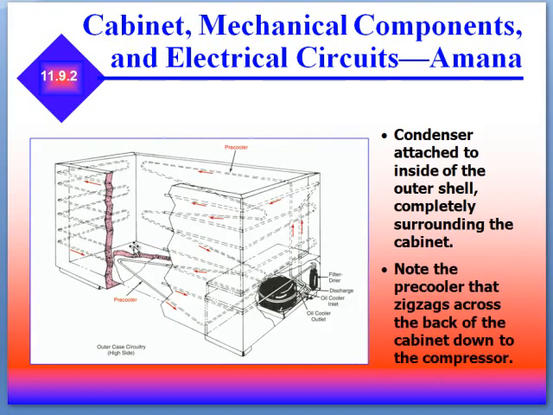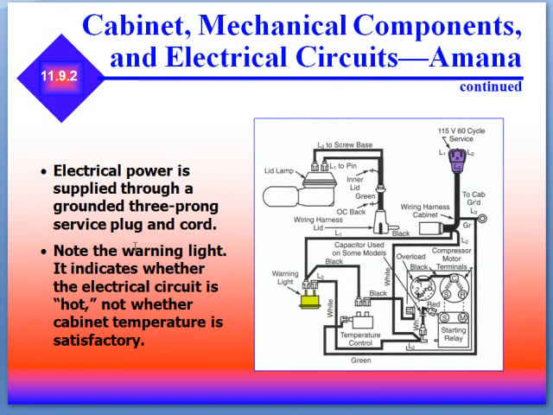The condenser attaches to the inside of the outer shell, completely surrounding the cabinet. Note that the pre-cooler zigzags across the back of the cabinet down to the compressor. Electrical power is supplied through a grounded 3-prong service plug and a cord. You'll note that the warning light indicates if the electrical circuit is hot, not whether the cabinet temperature is satisfactory.